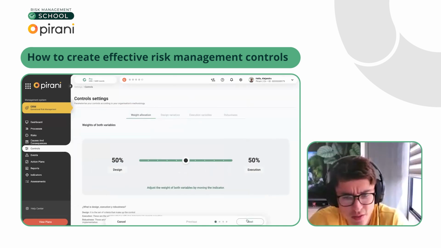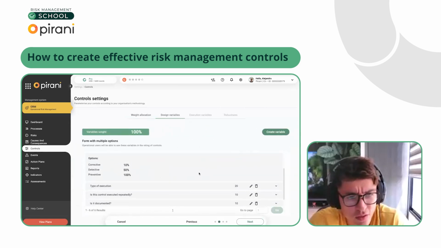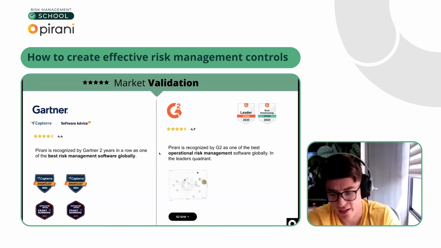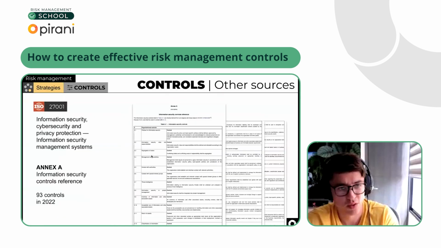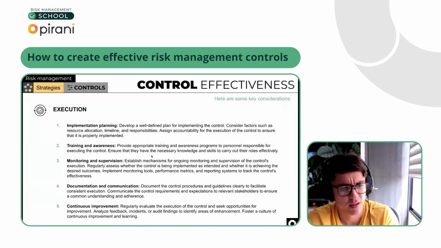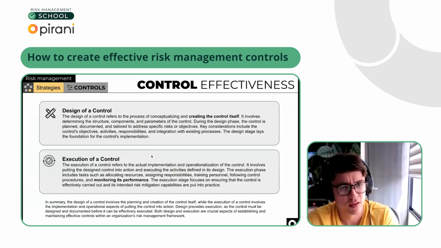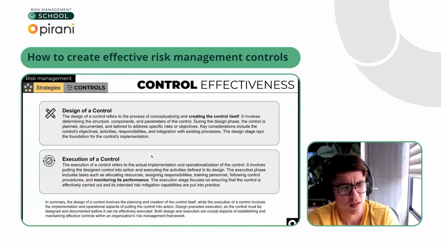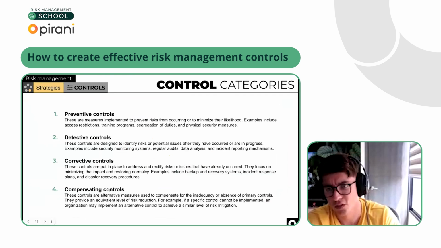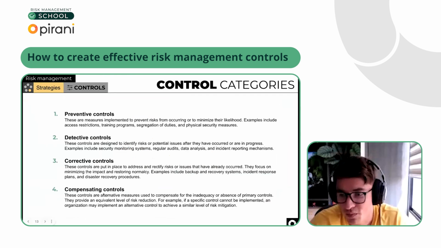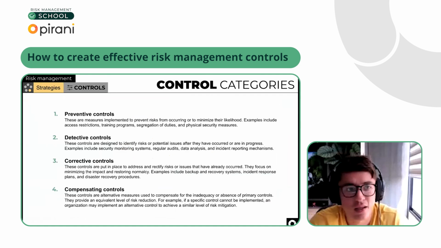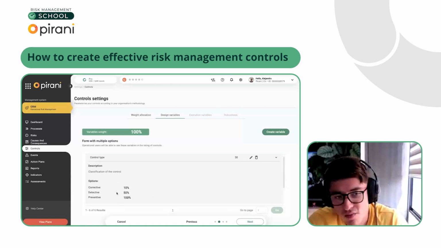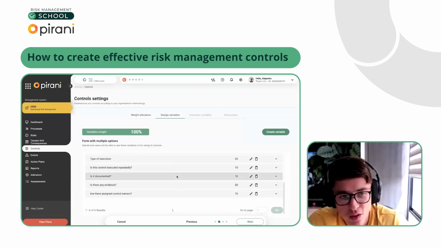For example, for control type, we're going to edit the parameters. Remember that we have the control types corrective, detective, and preventive. And maybe we're going to add another one, the compensating control. Maybe we want to put that category in the software as well if you're going to use it, and maybe you want to change the weight on each one, and you can do all that in Pirani.